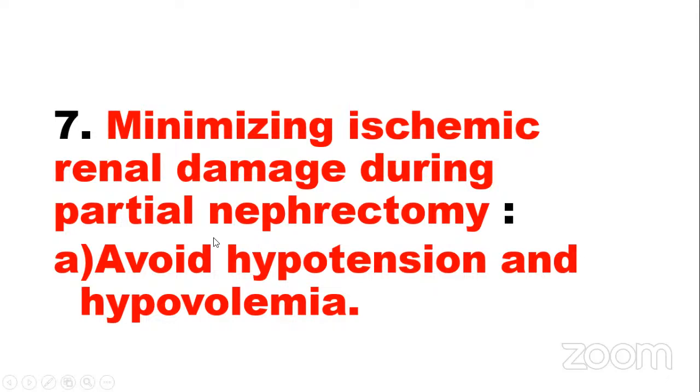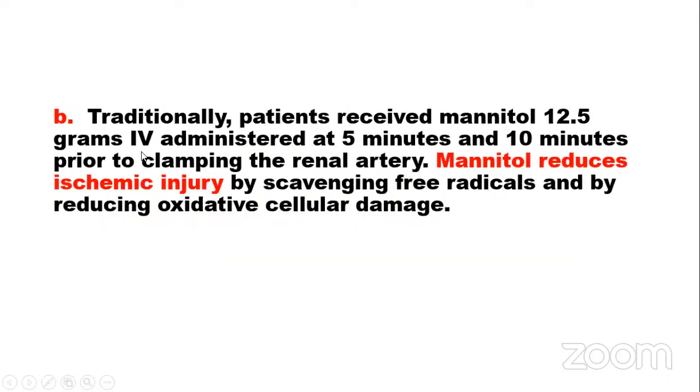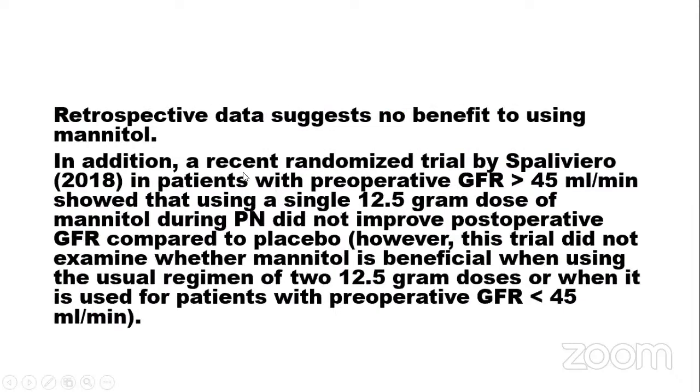Avoid hypotension and hypovolemia. Traditionally, the patient receives mannitol 12.5 grams administered at 5 minutes and 10 minutes prior to clamping the renal artery. Mannitol reduces ischemic injury by scavenging free radicals and by reducing oxidative cellular damage. The retrospective study suggests no benefit of using mannitol.